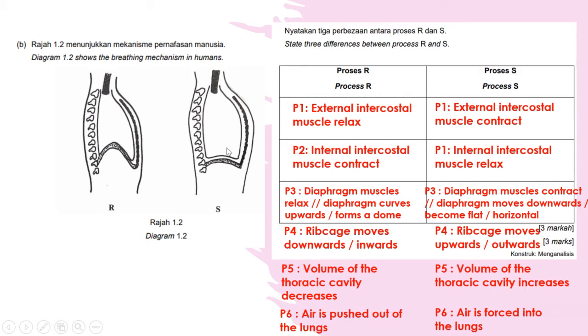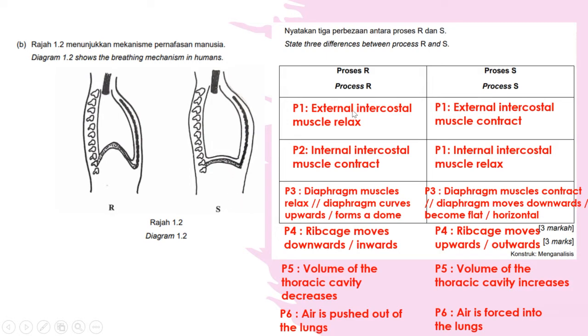Okay, so now we go to the question. State three differences between process R and S. Okay, as we discussed just now, R refers to the exhalation process. You have to remember what occurs during the exhalation process, and you have to differentiate it from the inhalation process.